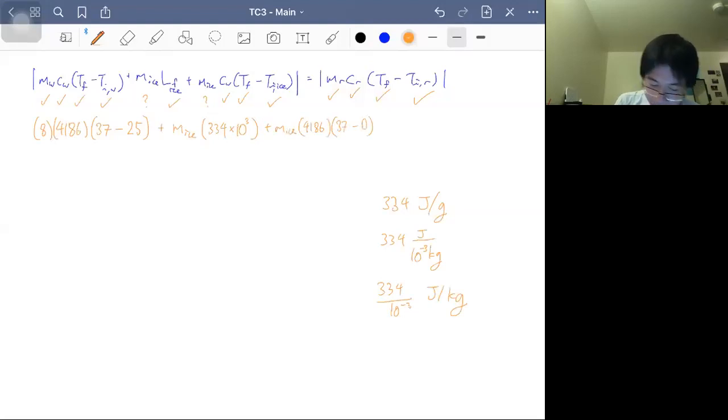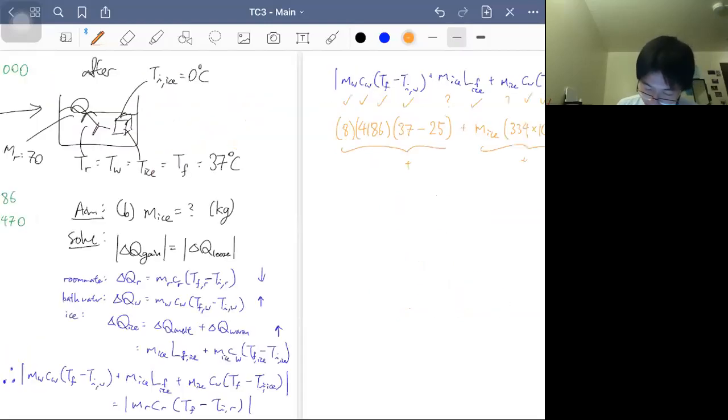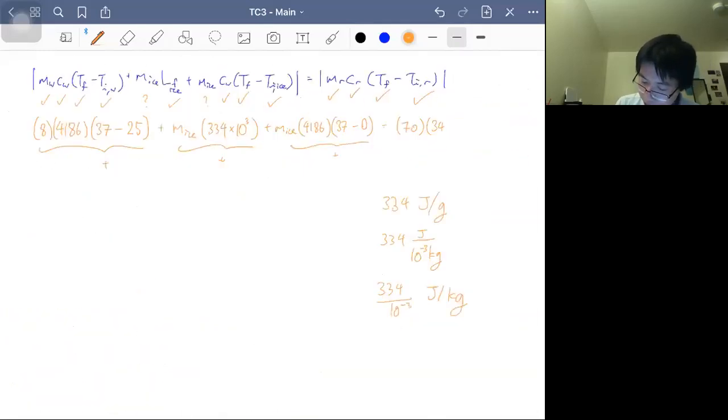All right, so now you have to check, is this positive? Yes. Is this positive? Yes. Is this positive? Yes. Okay. On the right-hand side, mass of roommate is 70 kilograms. That's 3,470. And the final temperature is 37, minus initial temperature is 41. Right? Is this positive? No, so you need to flip this, actually, to ensure this is positive.